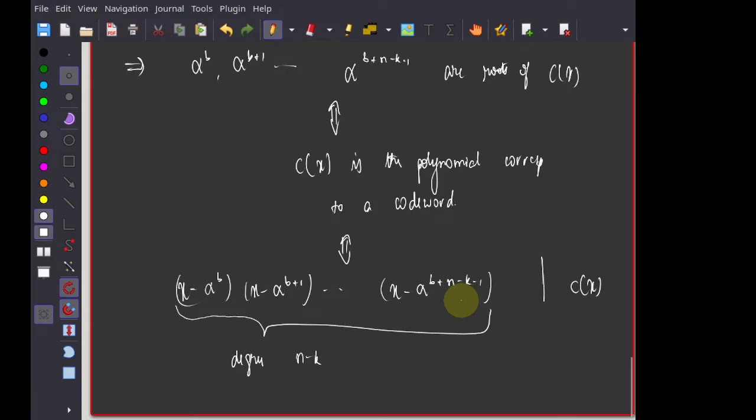So that's why strictly less than k. The coefficient of x power n minus 1 could be 0, right? That's a polynomial of degree less than n minus 1.